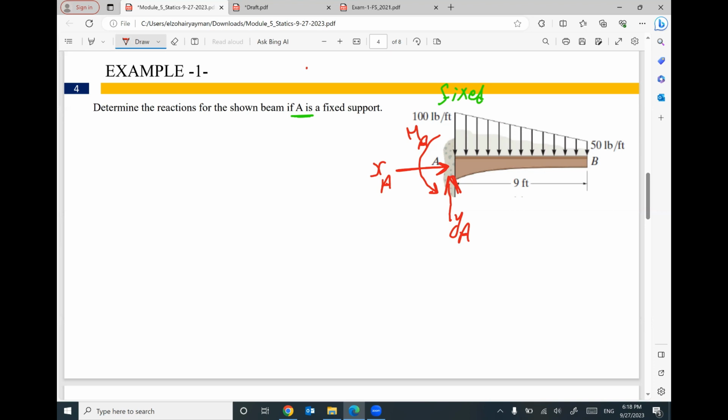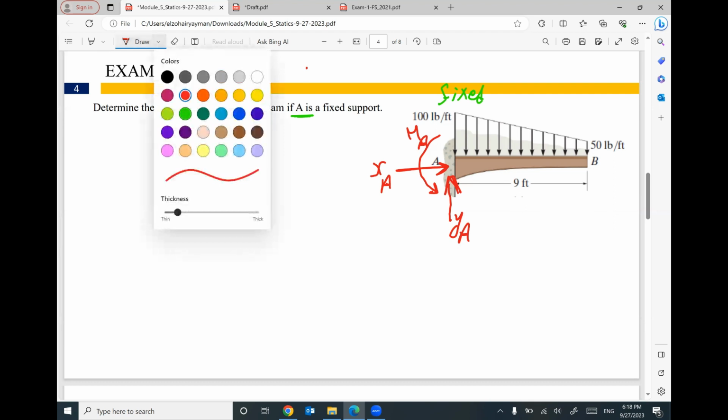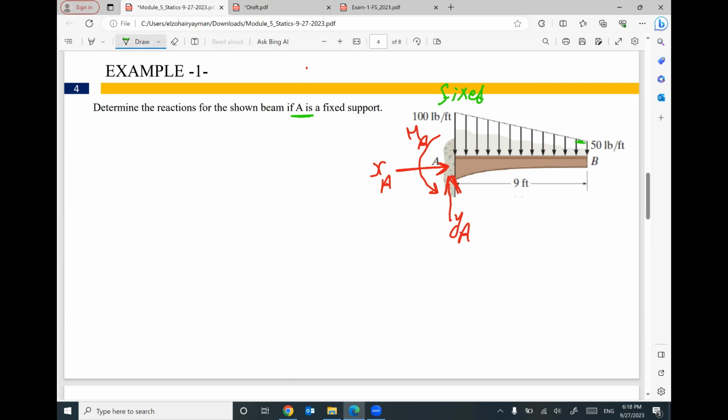Second step, we are given a uniform distributed load that looks like a trapezoid. So I cannot figure out where the centroid of this trapezoid is to locate the equivalent force. So I will divide this trapezoid into 2 parts. The first part is this rectangle. This rectangle will have a centroid at this point, at the midpoint, which is 4.5 and 4.5. And this is the location of your equivalent force.